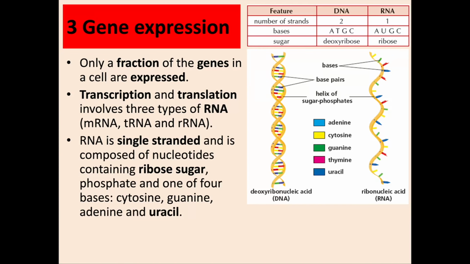So the first thing really to say about genes and gene expression is this, that only a small fraction of the genes within a cell are going to be expressed. You have a copy of all the genes that all of your cells need. So you've got 25,000 or so of them in there.